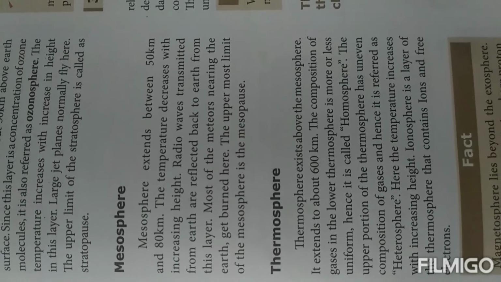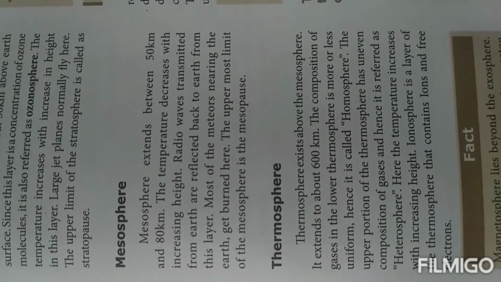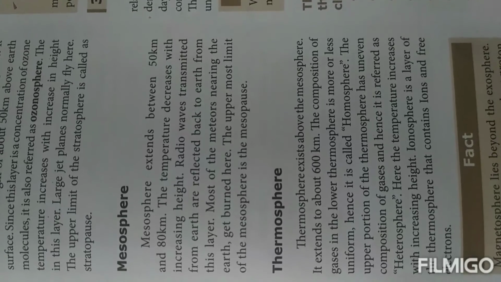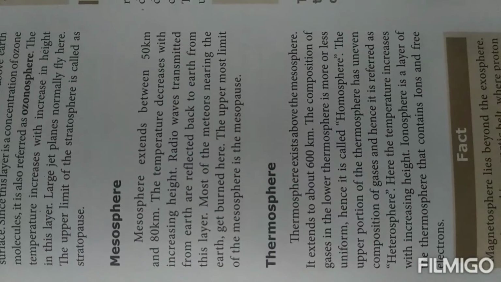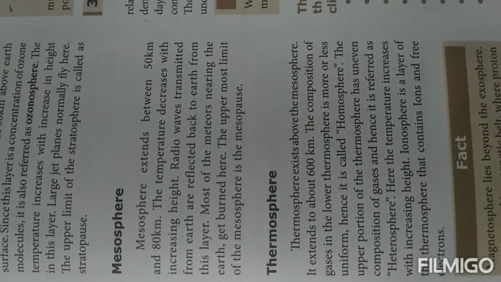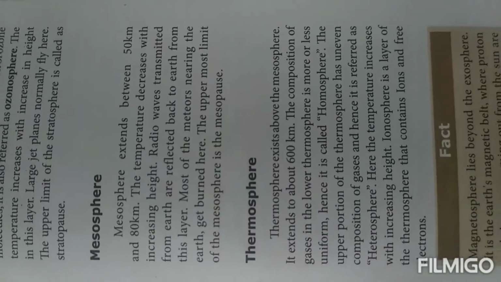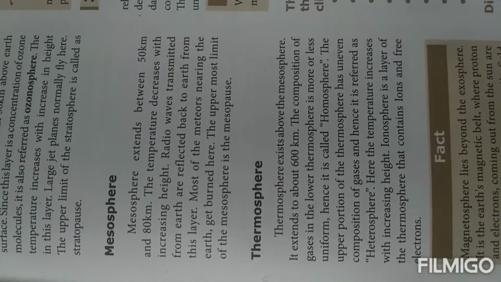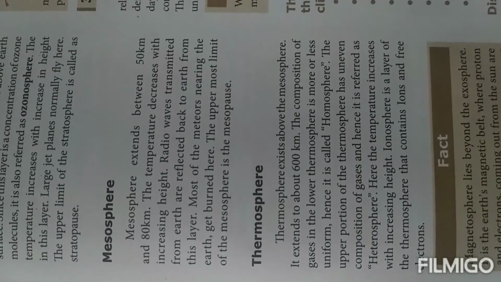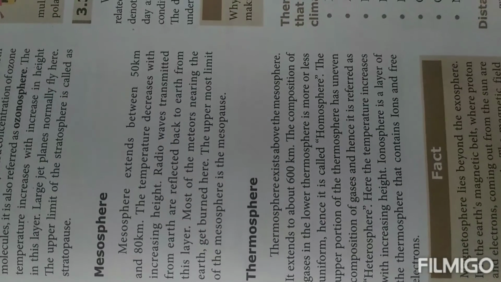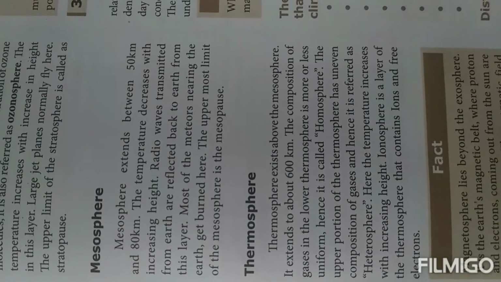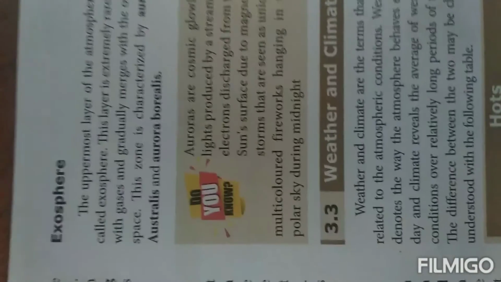The upper thermosphere is called heterosphere. Here the temperature increases with increasing height. Ionosphere is a layer of the thermosphere that contains ions and free electrons. So the thermosphere is otherwise called the ionosphere, because electrons, protons and neutrons contain free ions.